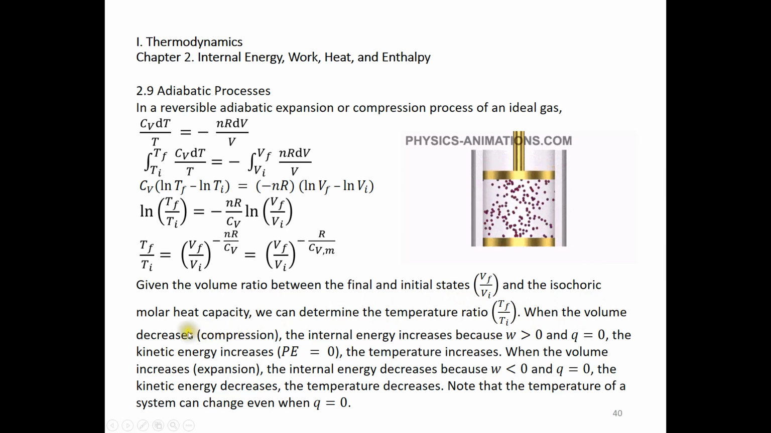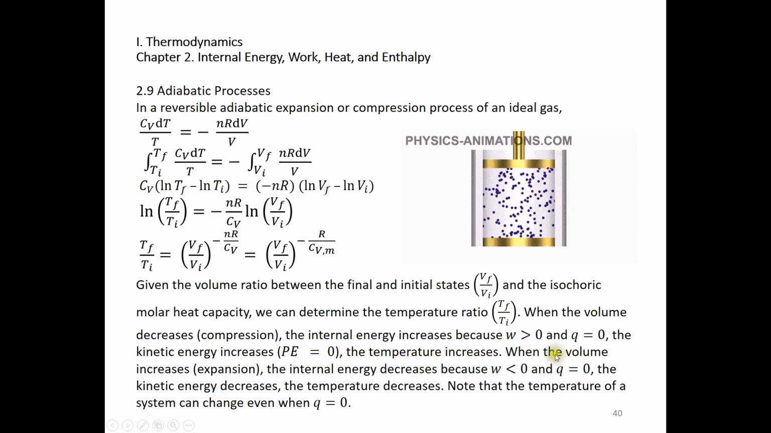When the volume decreases, we call that a compression, and when the volume decreases, the internal energy increases. This is because we're talking about an adiabatic process, so Q is 0, and then the system is compressed, so work is positive. Therefore, Q plus work is greater than 0. Delta U is greater than 0, and if delta U is greater than 0, the internal energy increases. And because the potential energy is always 0 for an ideal gas, that means the kinetic energy increases in the compression process. If the kinetic energy increases, we know the temperature increases.